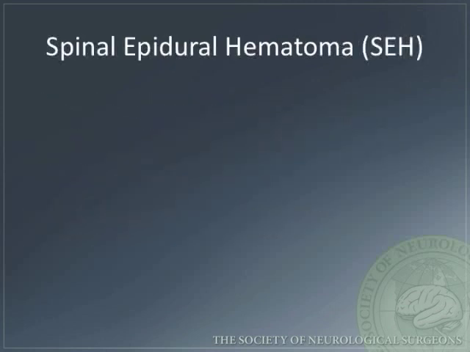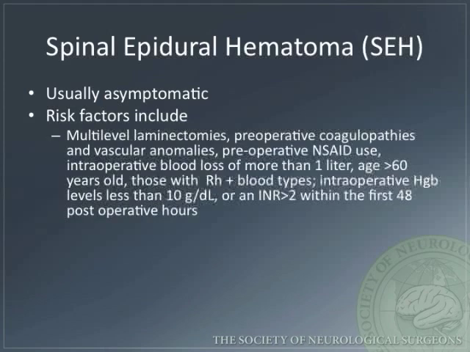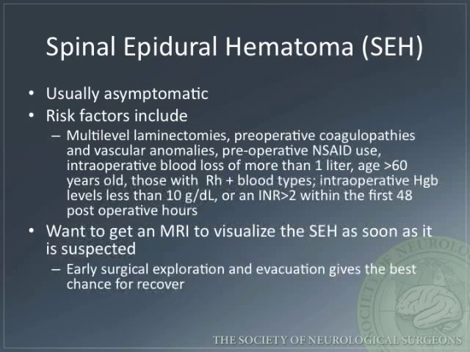Spinal epidural hematomas are usually asymptomatic. Risk factors include multi-level laminectomies, preoperative coagulopathies, and vascular anomalies, as well as preoperative NSAID use, intraoperative blood loss of more than 1 liter, age greater than 60 years old, those with Rh positive blood types, intraoperative hemoglobin levels less than 10, or an INR greater than 2 within the first 48 hours postoperatively. You should get an MRI to visualize the hematoma as soon as it is suspected. Early surgical exploration and evacuation gives the best chance for recovery.